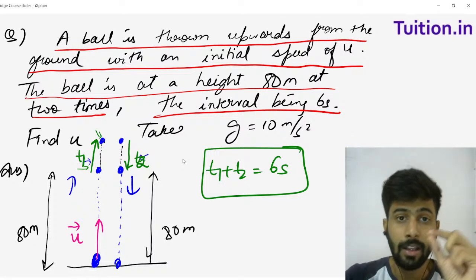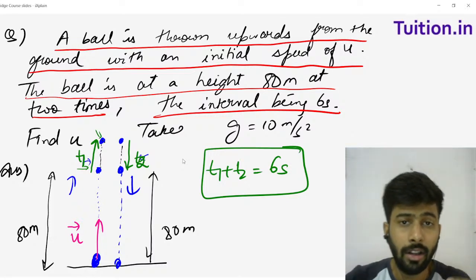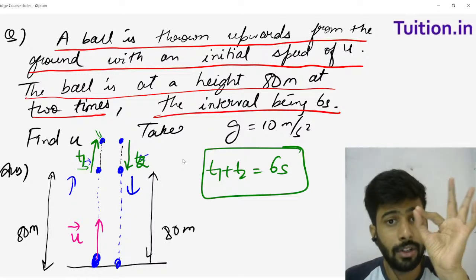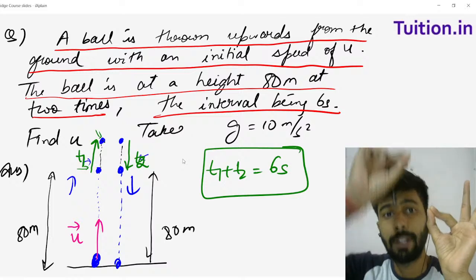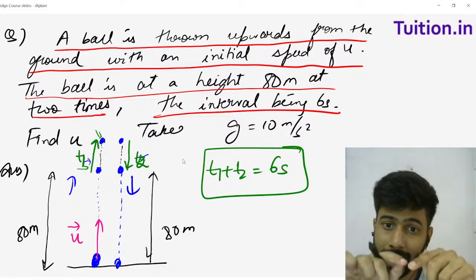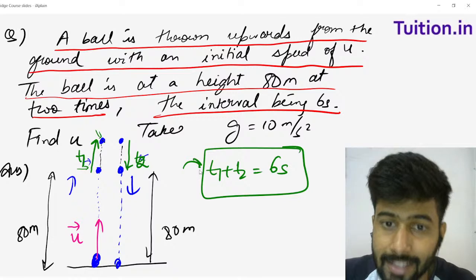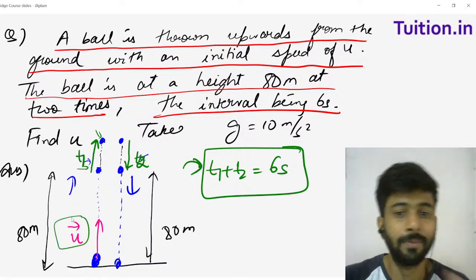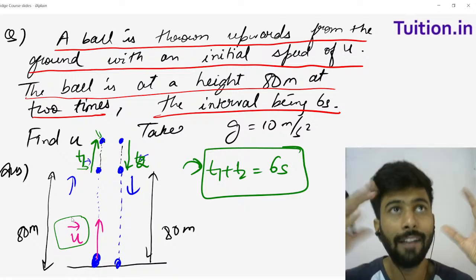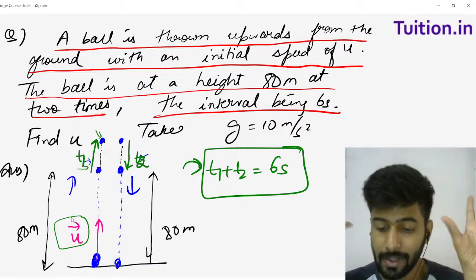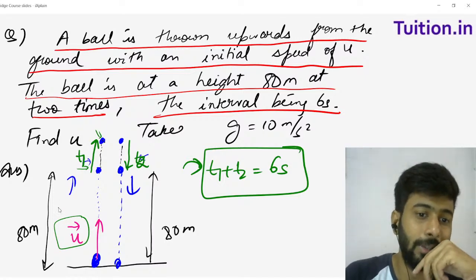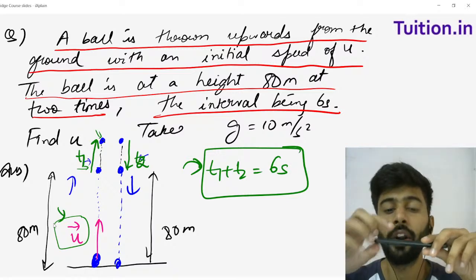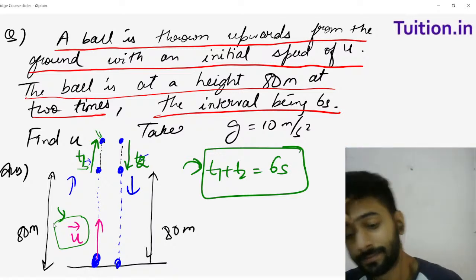So which means the time interval between the instant when it crosses 80 meter for the first time and when it goes up and comes and crosses 80 meter for the second time, the time interval between these two instances is 6 seconds. That's given. And using this you have to find u. So they have given some random data from the motion, and now they are asking you to find u. Tricky. Not a simple problem, to begin with.